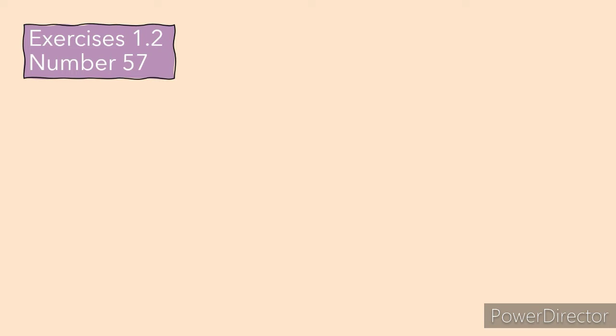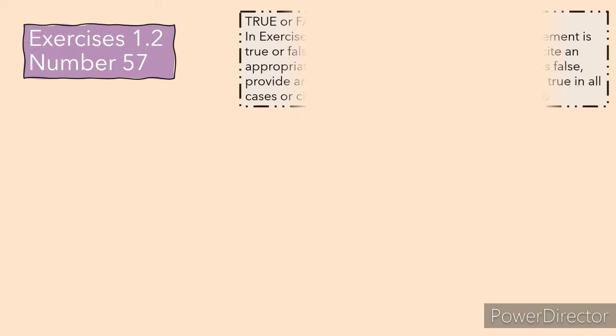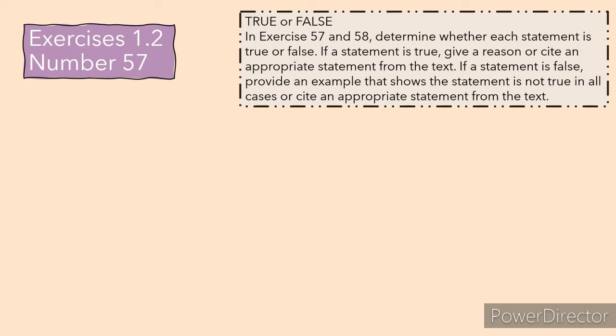Exercises 1.2 Number 57. Instruction: True or false? In Exercises 57 and 58, determine whether each statement is true or false. If a statement is true, give a reason or cite an appropriate statement from the text. If a statement is false, provide an example that shows the statement is not true in all cases or cite an appropriate statement from the text.